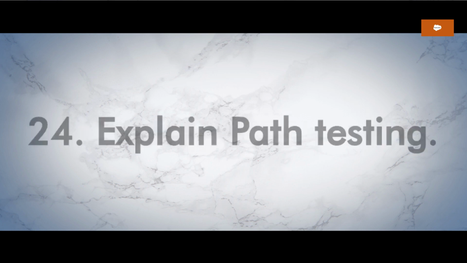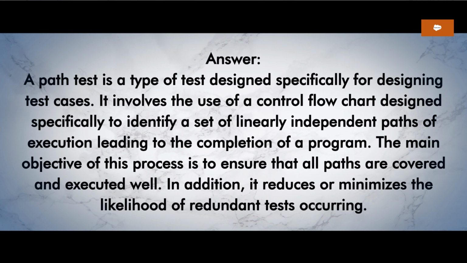24. Explain path testing. Answer. A path test is a type of test designed specifically for designing test cases. It involves the use of a control flow chart designed specifically to identify a set of linearly independent paths of execution leading to the completion of a program. The main objective of this process is to ensure that all paths are covered and executed well. In addition, it reduces or minimizes the likelihood of redundant tests occurring.